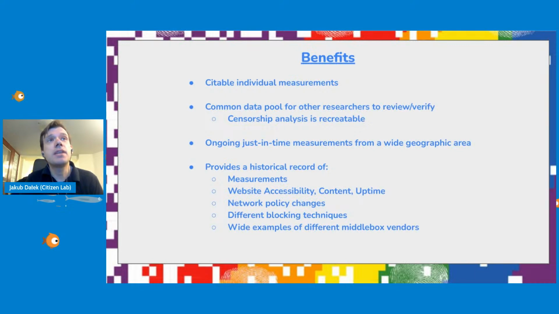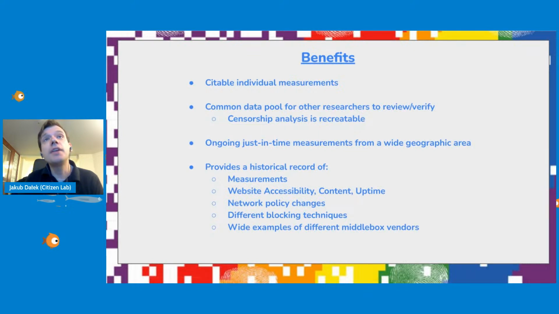And the benefit that OONI gave us in this case was basically that they gave us citable individual measurements. So when you see a certain network activity, whatever that may be, you can cite it specifically to the measurement. We use the Explorer URLs to cite it. It's also a common data pool for other researchers to review and verify. And this is actually fairly powerful because that means that censorship analysis is recreatable and reproducible.